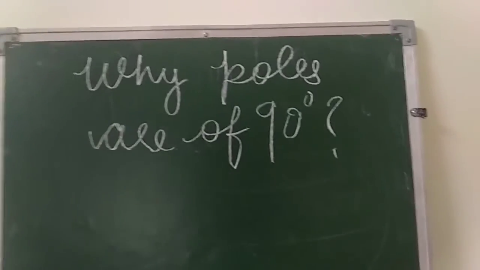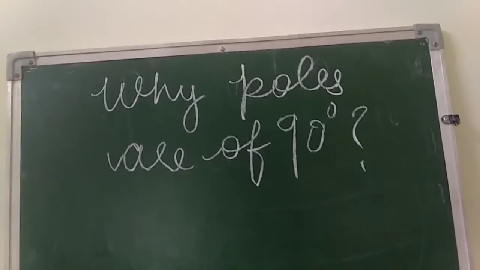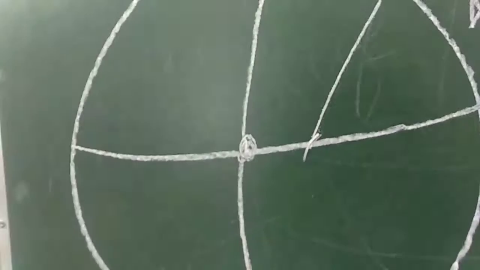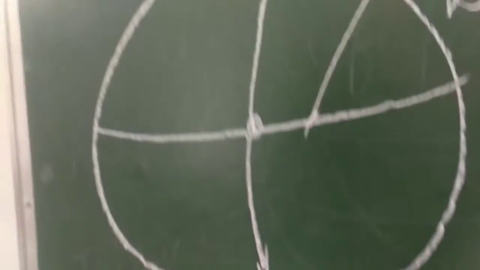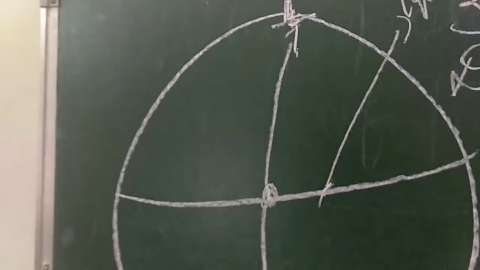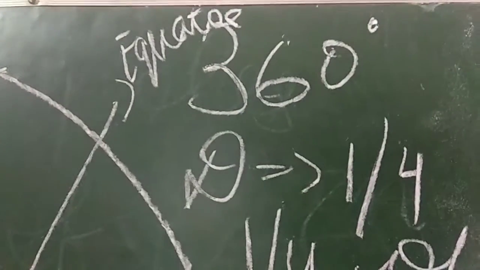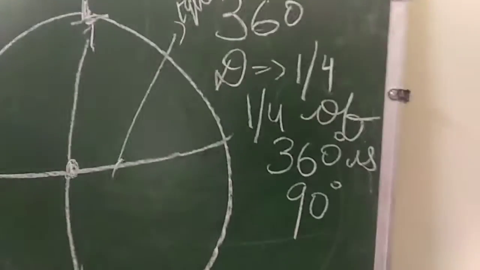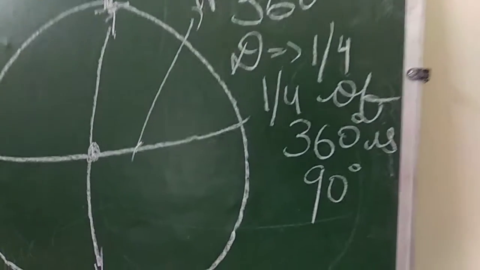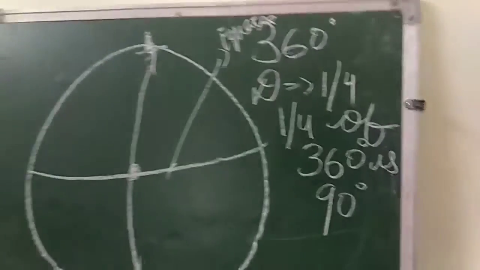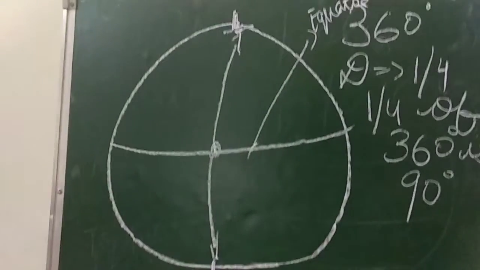Why are the poles at 90 degrees? Its answer is really very easy. This is because from the equator, if we move towards the poles, the distance is about 1/4, and our earth is 360 degrees. So 1/4 of 360 degrees is 90 degrees. This is the only reason why our poles are at 90 degrees.